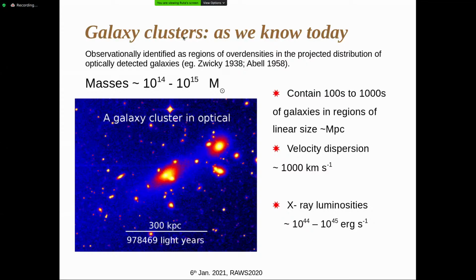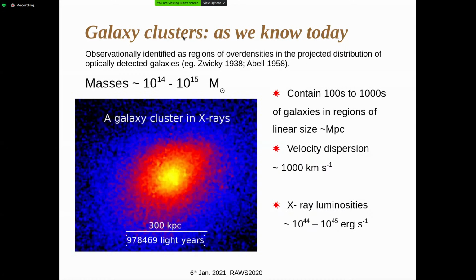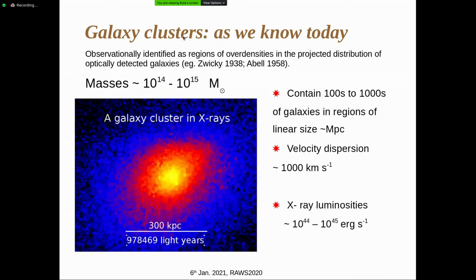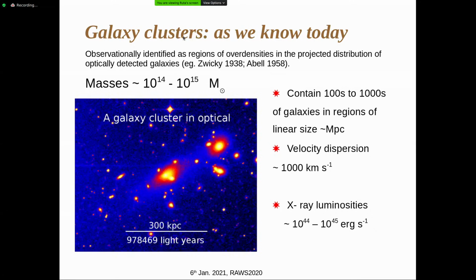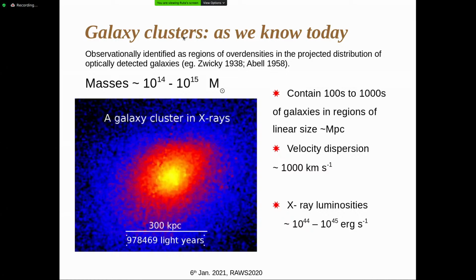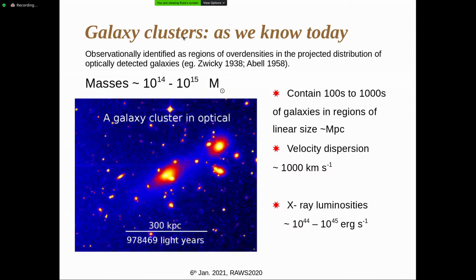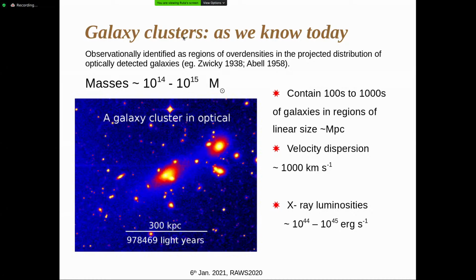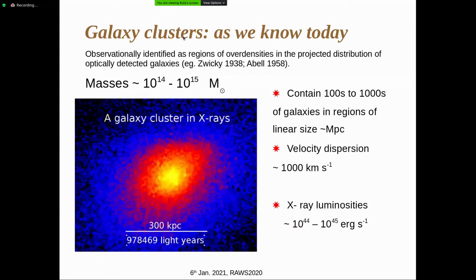So I'll first tell you what the components of galaxy clusters are that we know today. Galaxy clusters were initially identified as regions of overdensity in the projected distribution of optically known galaxies. Earlier studies were limited to this: once photographs could be taken of the sky, people studied the objects detected in these photographs, and identified regions where lots of objects were clustered together, and they called them galaxy clusters.